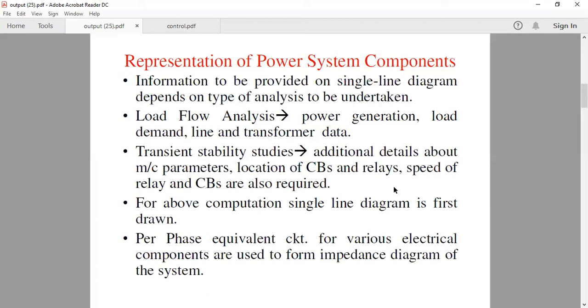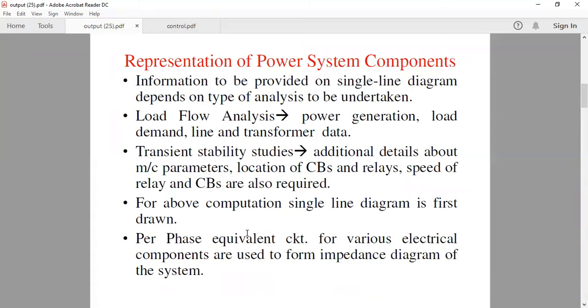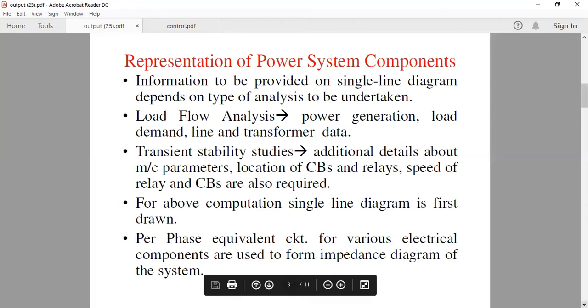As we have seen in Power System 2, which is the prerequisite course of power system operation and control, we have different representation techniques of the power system for convenience in the analysis of the system. One method is the single line diagram or one line diagram. Another method is the impedance diagram, and one more method is the reactance diagram. We have seen all these three methods, single line diagram, impedance diagram, and reactance diagram, in the prerequisite course, which is Power System 2.